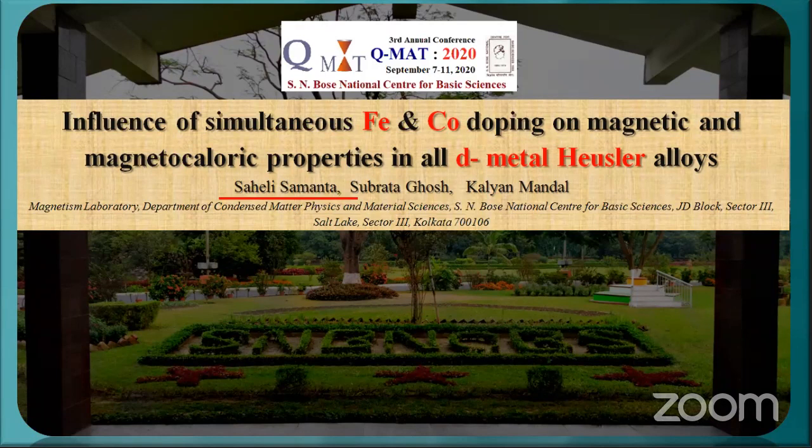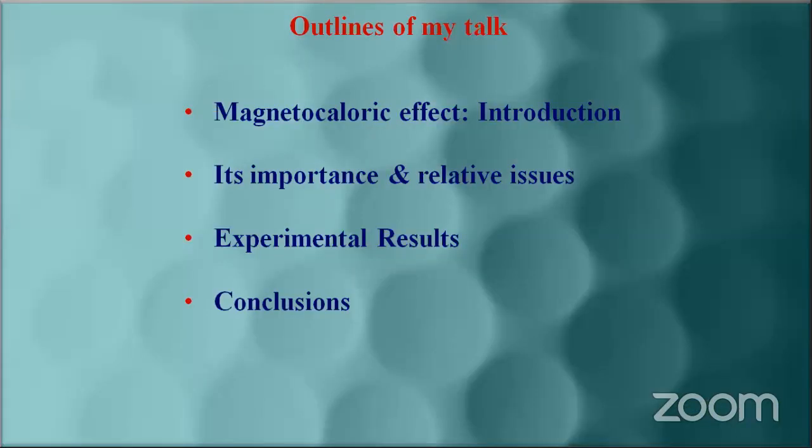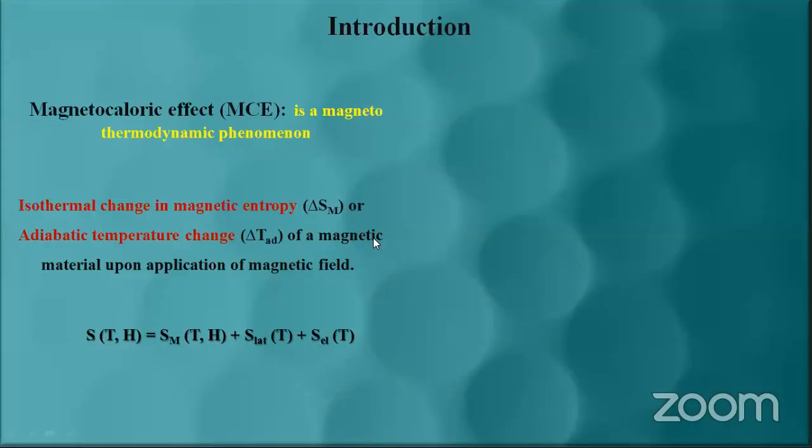Okay, sir. Good afternoon. First of all, I'd like to thank the organizers for giving me the opportunity to present our research work. My presentation topic is the influence of simultaneous iron and cobalt doping on magnetic and magnetocaloric properties in all-d-metal Heusler alloys. This is the outline of my topic. First, I will give a brief introduction about the magnetocaloric effect, its importance for practical application and related issues. I will also explain our experimental results and conclusion.